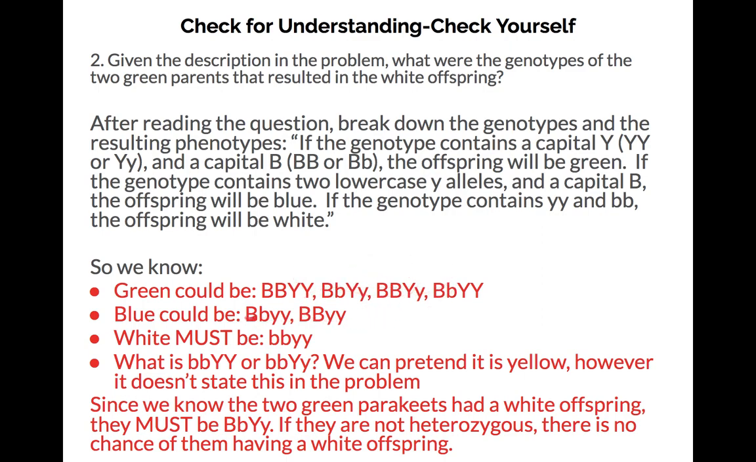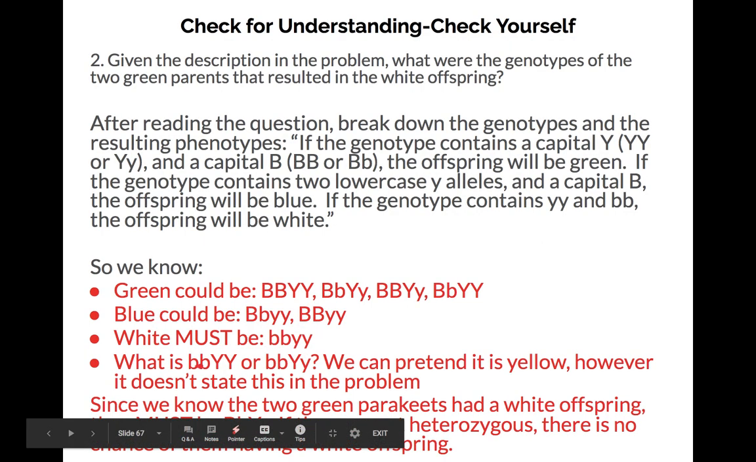Blue would have to be capital B, little y's. White has to be all recessive. The one thing the problem didn't mention was what if you have little b's but big Y's? We can just pretend that's yellow, but it didn't really state it in the problem.